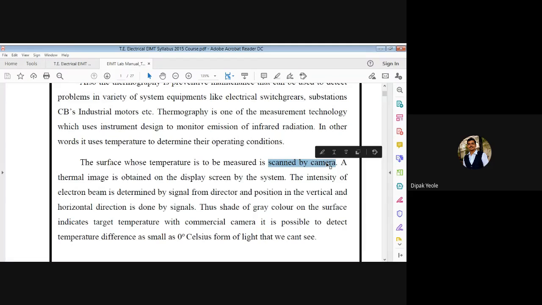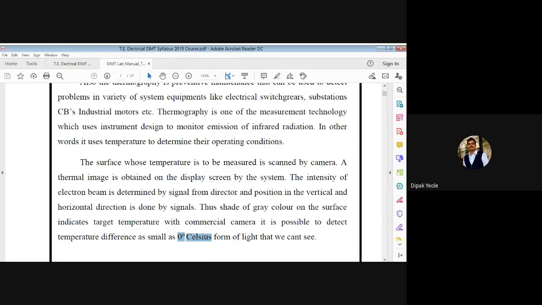A thermal image is obtained on the display screen by the system. The intensity of the electron beam is determined by the signal from the detector, and position in the vertical and horizontal direction is done by the signals. Obviously, the signals are sent from the infrared camera to the equipment, and from the equipment they come back to the infrared camera. Thus, the shade of gray color on the surface indicates the target temperature. With a commercial camera, it is possible to detect a temperature difference as small as 0.1 degrees Celsius from light that we can't see.